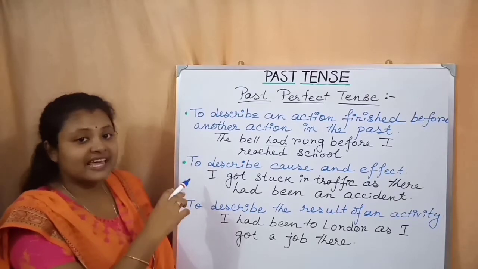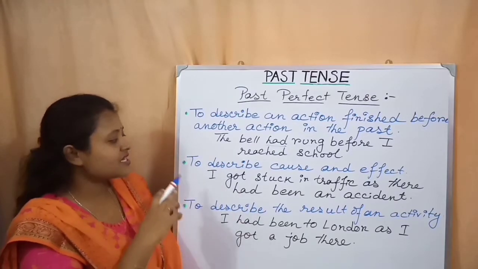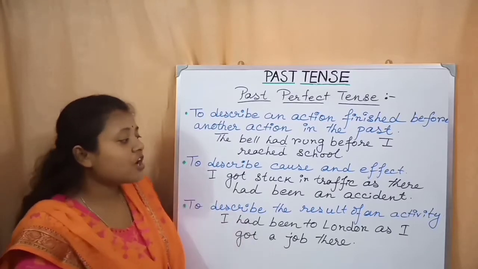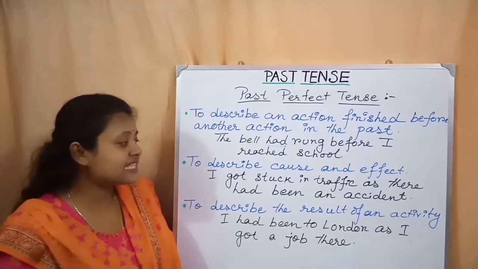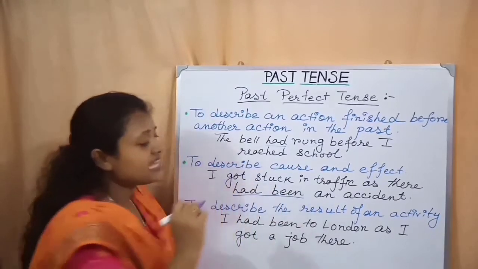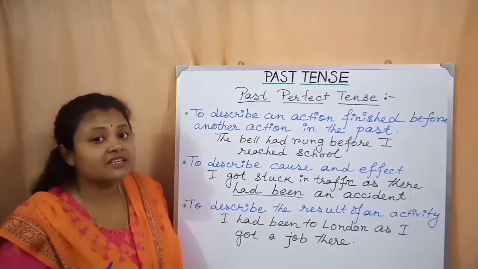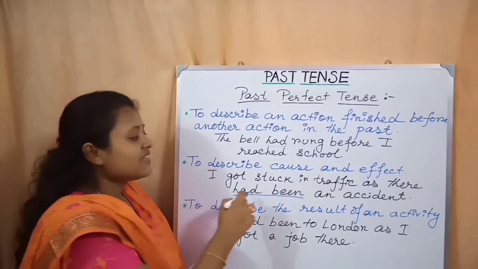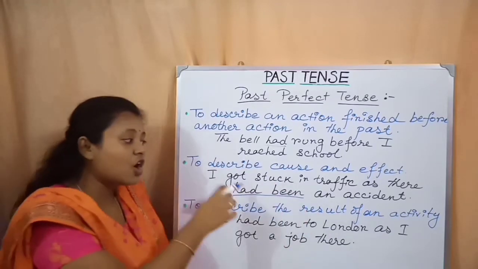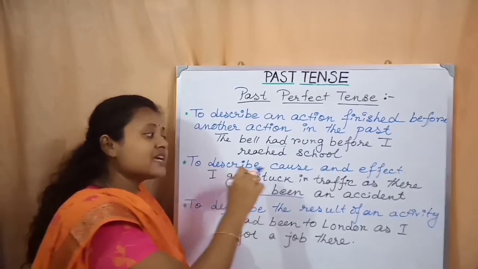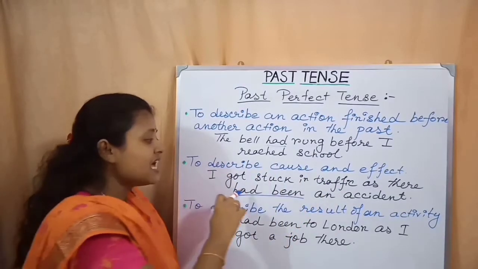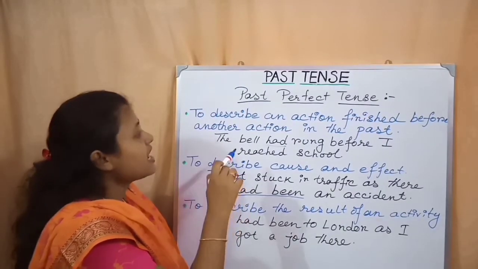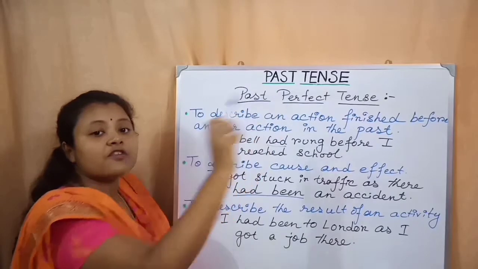Now come to the second usage of the past perfect tense. To describe the cause and effect. Example, I got stuck in traffic as there had been an incident. I got stuck in the traffic. Why did I get stuck in the traffic? Because there had been an incident. So the cause and the effect. Effect is I got stuck. And what is the cause? There had been an accident. That is the cause. So that is why we have used here past perfect tense.